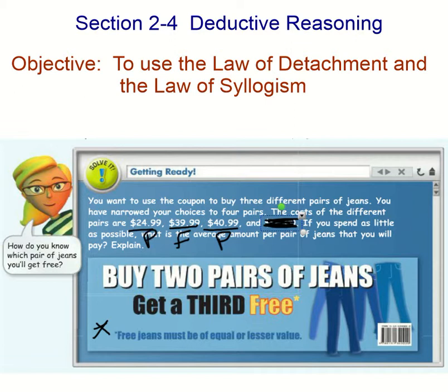And so if you add those two together, $24.99 plus $40.99, you get $65.98 for 3 pairs of jeans. So the average you're going to be paying is $21.99 for your pairs of jeans, which is a pretty good deal if you ask me.